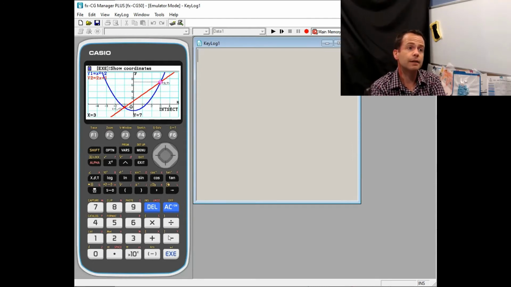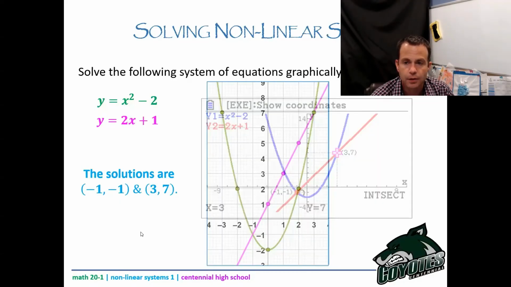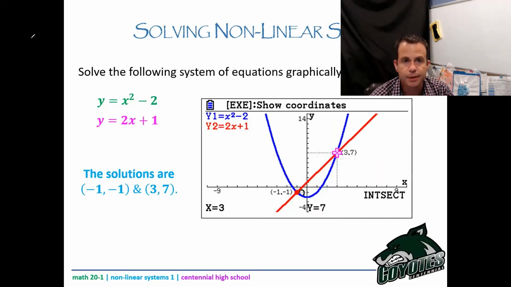And then for the second guy, you just have to go through the process again. So you go second trace 5, move your cursor to the other one, and hit enter, enter, enter. Okay. All right, so back to the PowerPoint. I had a picture that looks like that, and we got the same answers. Okay.